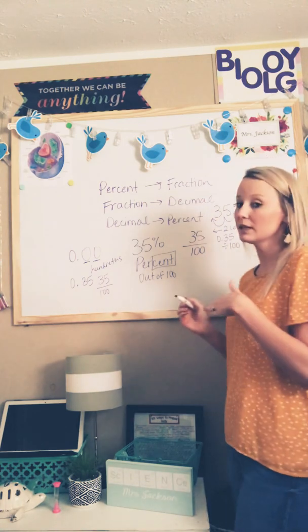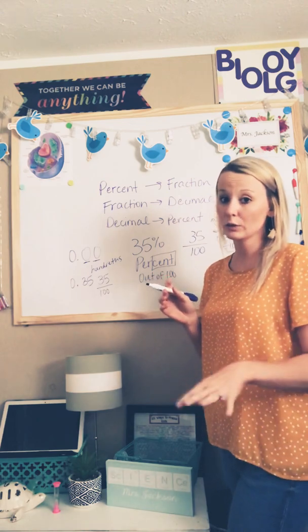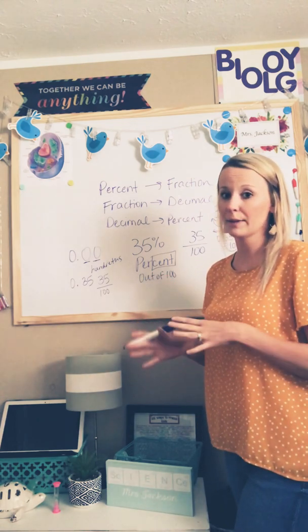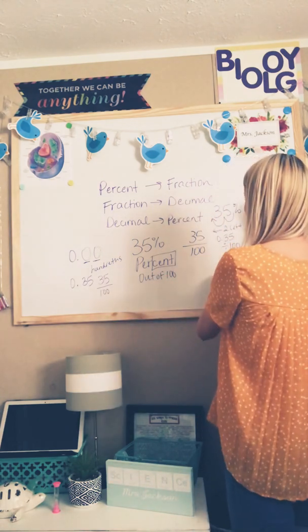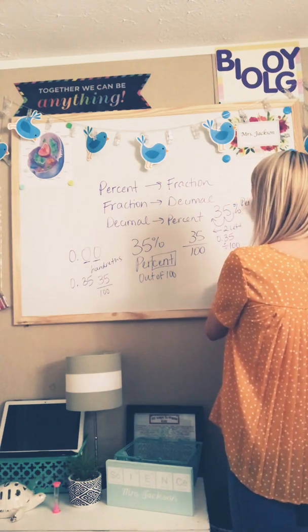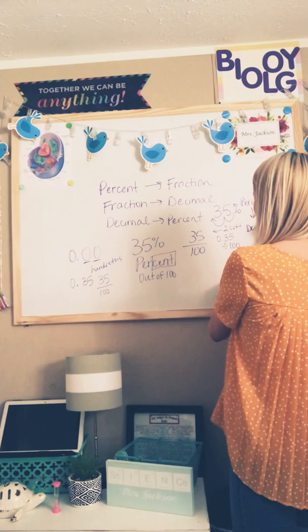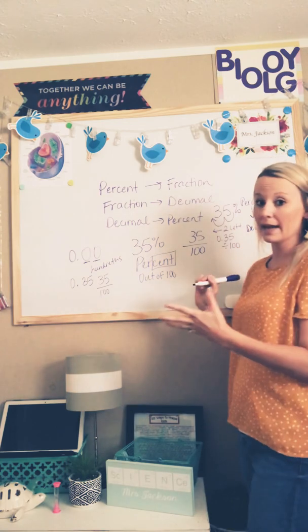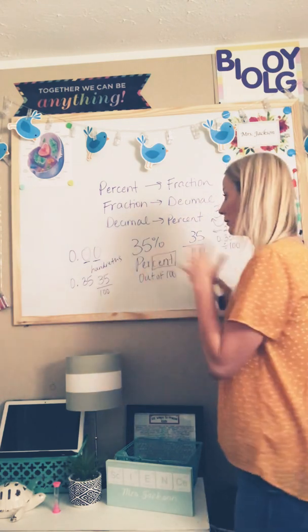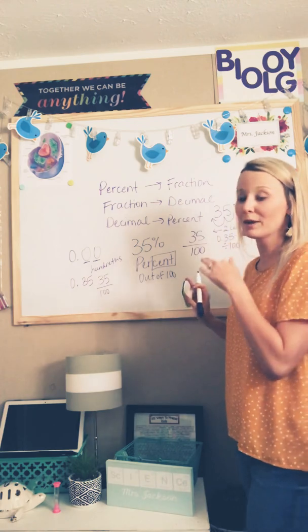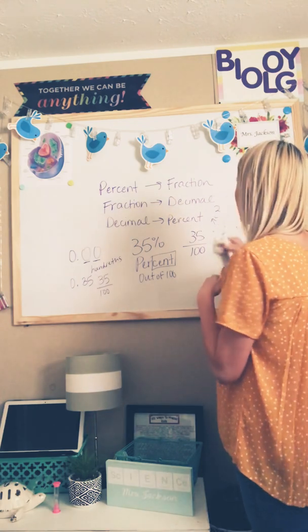So you can either move the decimal 2 places to the left or divide the number by 100 to go from percent to decimal. Now, if you want to write that, pause the video. I'm going to erase this and go decimal to percent.